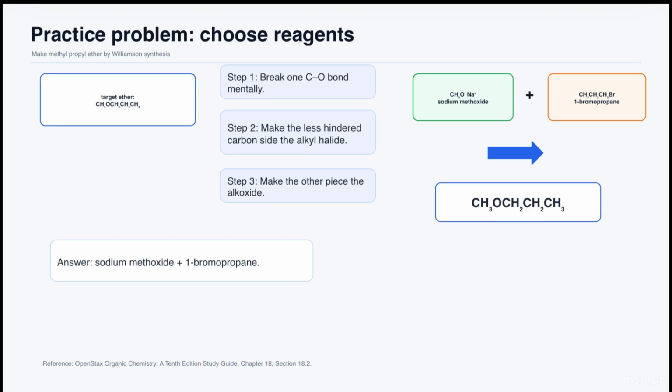Now, let's solve a practice problem. Suppose the target molecule is a methyl propyl ether, written as shown on screen. First, identify the ether bond and mentally break one carbon-oxygen bond. A good plan is to use sodium methoxide as the alkoxide and 1-bromopropane as the alkyl halide. This works because 1-bromopropane is primary, so it's good for SN2. Methoxide attacks the carbon bonded to bromide. Bromide leaves, and the methyl propyl ether forms.